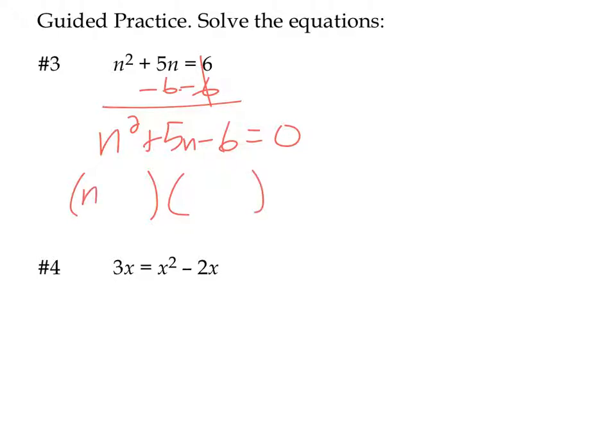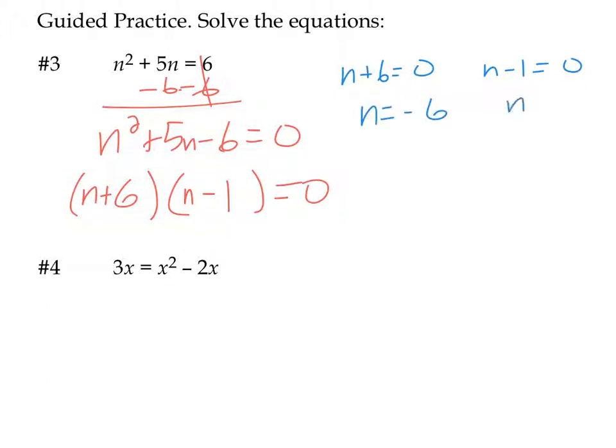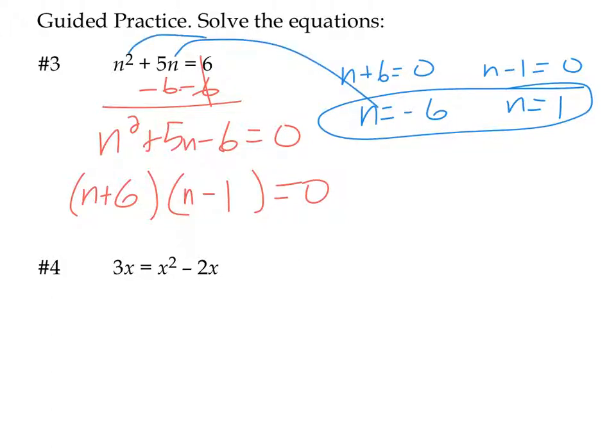We're going to get n. Since this is a minus 6, we're going to have 1 plus and 1 minus there. Okay, it's going to be n plus 6 and n minus 1. And then when I set each of these factors equal to 0, I can get my two solutions. So n equals negative 6 and n equals 1. Those are my two solutions, which I could check by plugging that back in to the original equation. And I can take 1 and plug it back in as well, and make sure that it works.